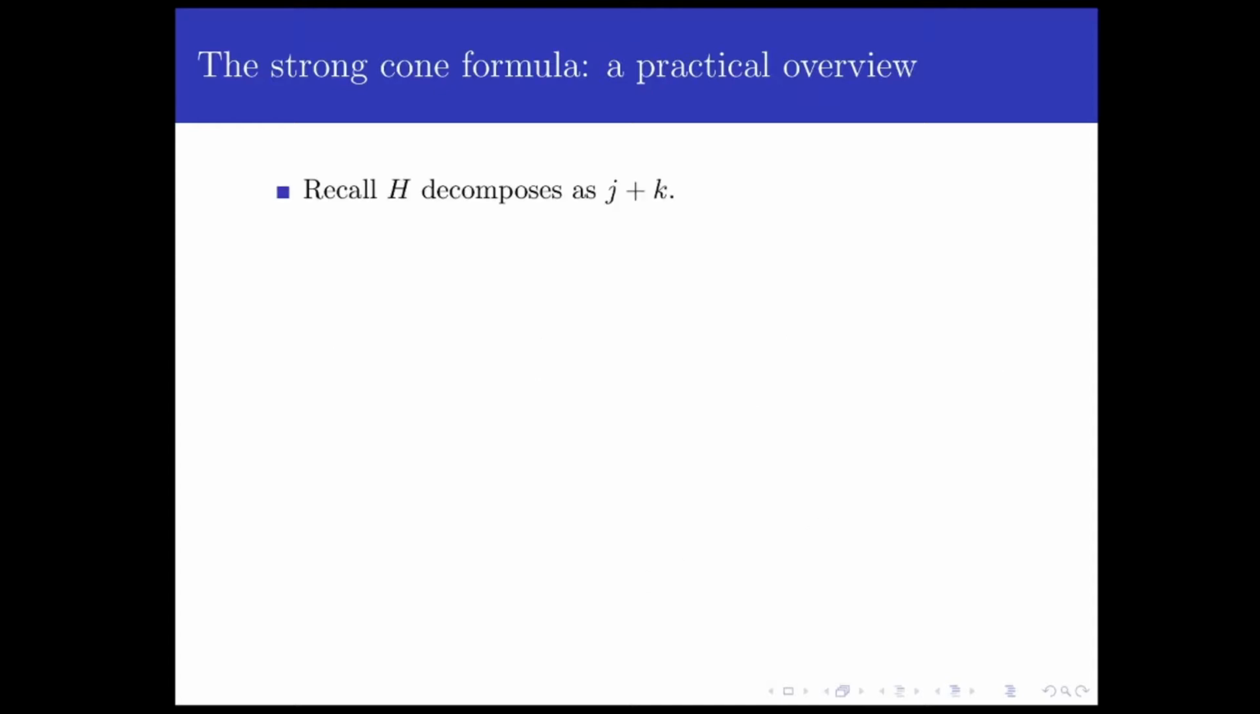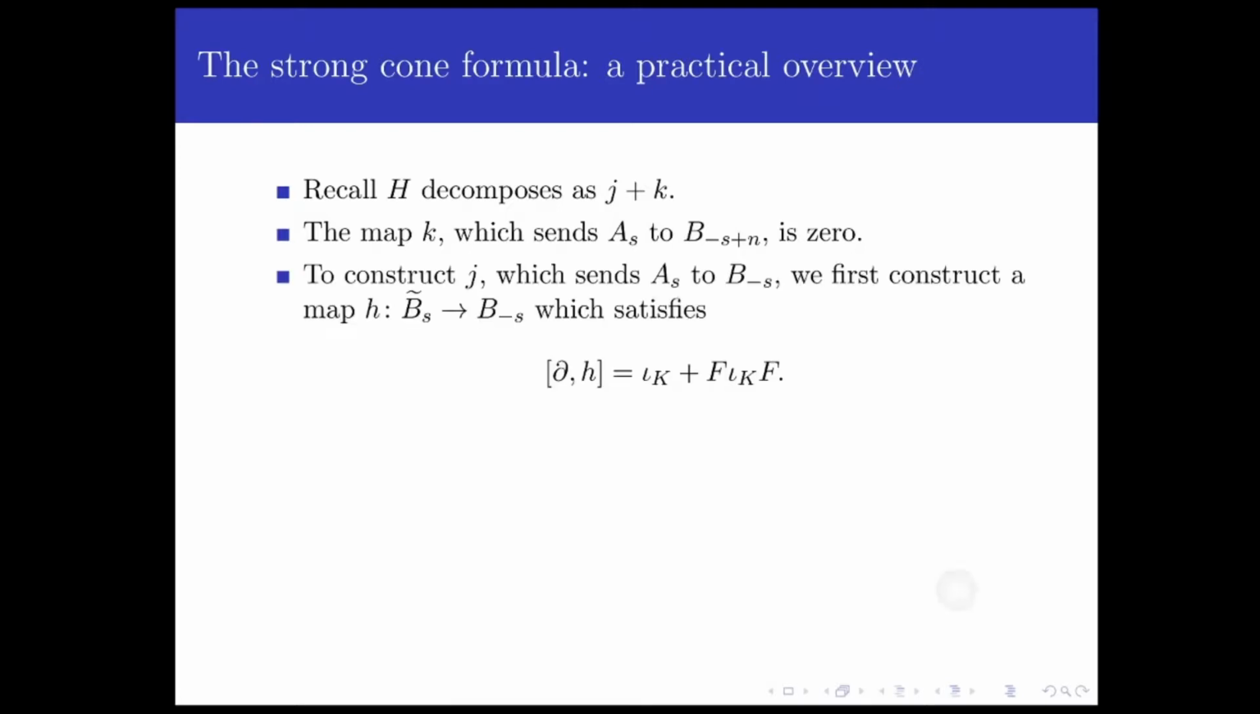And now we're going to investigate H. So it always decomposes as J plus K. And now the map K, which sends AS to B sub minus S plus N, I set that to 0. And that actually works in the formula. The component of the two compositions along the mapping cone that map from AS to B sub minus S plus N, they actually commute on the nose. So I can set K to be 0 and it'll work algebraically.